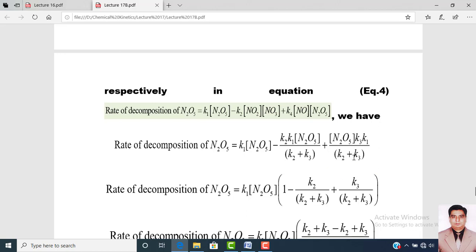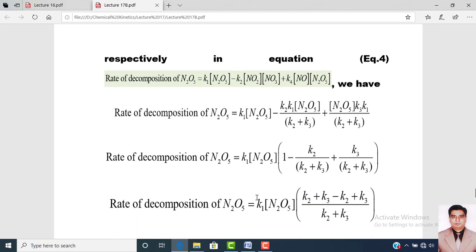This is the value of NO3, this is the value of NO. So if we simplify this equation, then dear students, you can say here K1 N2O5 can be taken as common from all these terms that are present on the right hand side. So by taking the common K1 N2O5, you can say that the rate of decomposition of N2O5 is equal to K1 into N2O5. This is the common term that we have taken out of the bracket. So here it is 1 minus K2 over K2 plus K3 plus K3 over K2 plus K3.